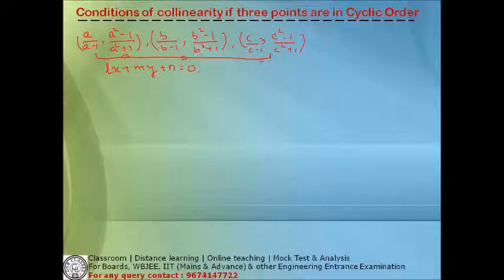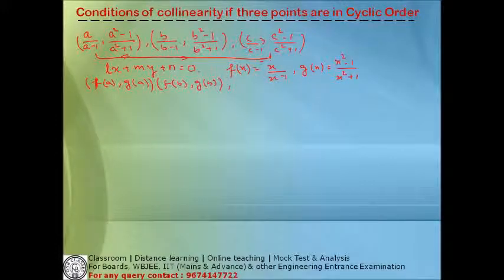Okay. Now, here if we consider two functions, let us say f(x), which is x by x minus 1, and g(x), which is (x square minus 1) by (x square plus 1). So what we can say is that the three coordinates, in terms of f(x) and g(x), we can write as f(a), g(a), f(b), g(b), and f(c), g(c), right?